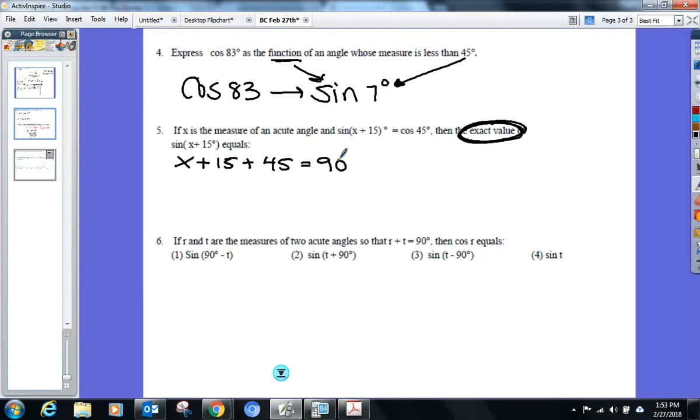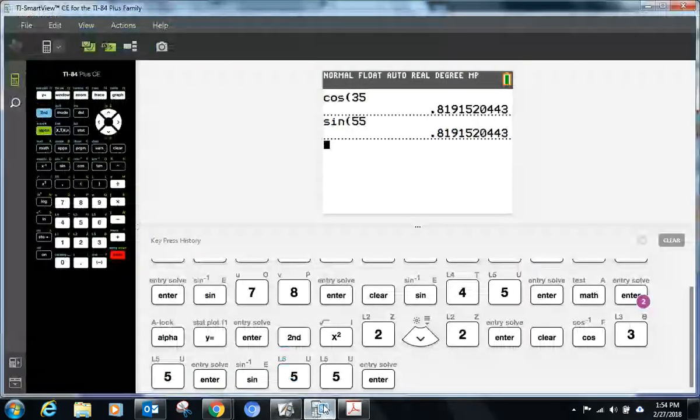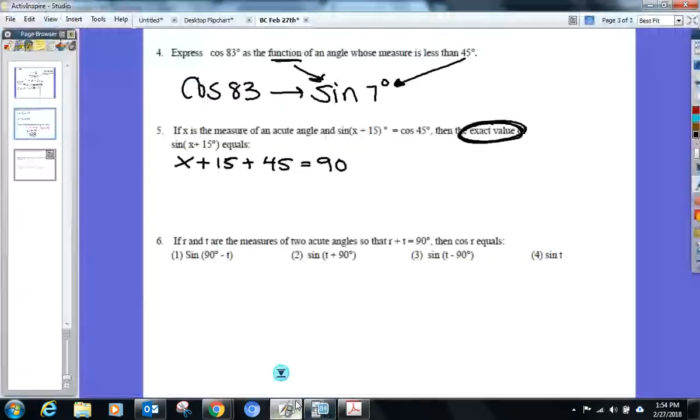Bella, go ahead. If they're complementary, then why does it say they're equal there? The values are equal. Okay. Watch, ready? Their values are equal, but these angles are complementary. They don't have to be equal. See what I mean? Okay, good question. And what are we coming up with for the value of x?